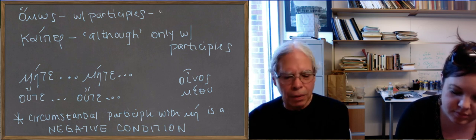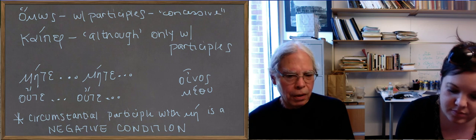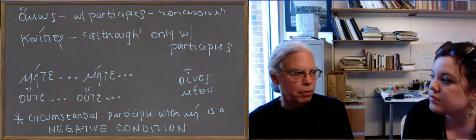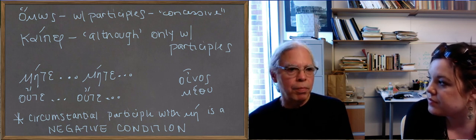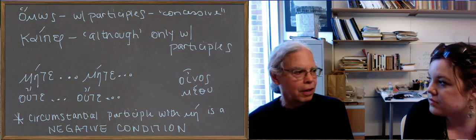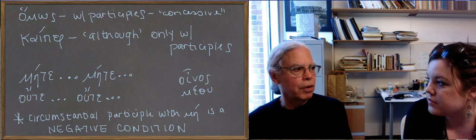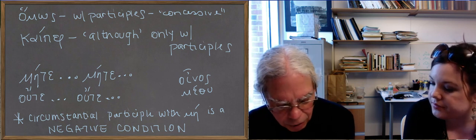And that's a way to disambiguate that kind of participle. So sometimes you can disambiguate the function of a circumstantial participle just by looking at the context. Sometimes you have these words like kaiper. Sometimes you have a negative like me. Sometimes you have a word in the main sentence like homos that tells you that a participle is a concessive participle, for example. All right.